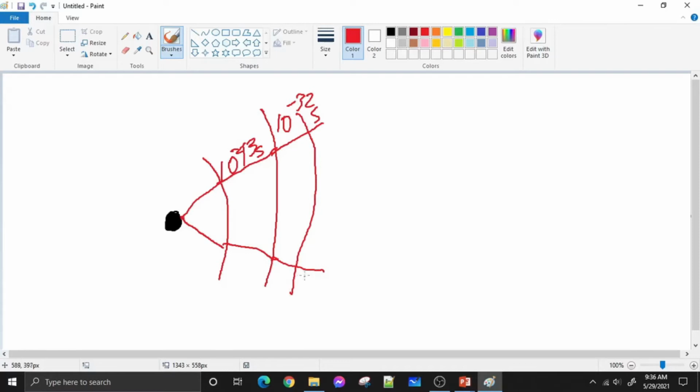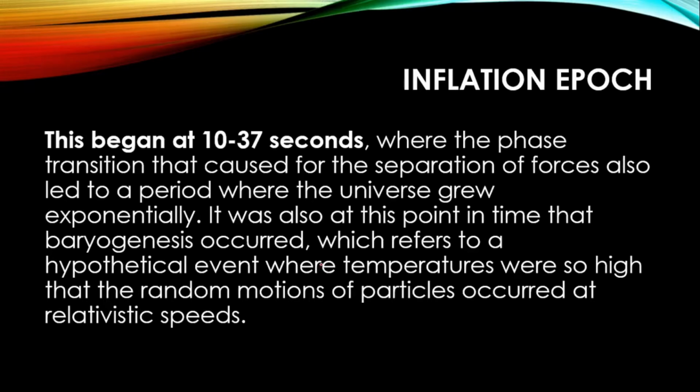This is our 10 to the power of 37 second mark. So at this point in time baryogenesis occurred, which refers to the hypothetical event where temperatures were so high that the random motions of particles occurred at relativistic speeds. It is at a time that the theory of space and time firstly manifested since the beginning of the expansion from singularity to the inflation epoch.